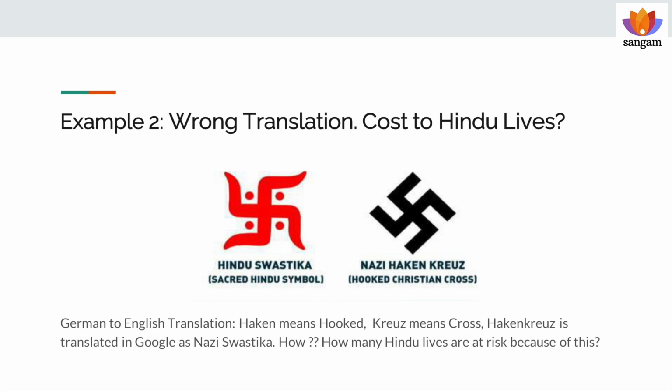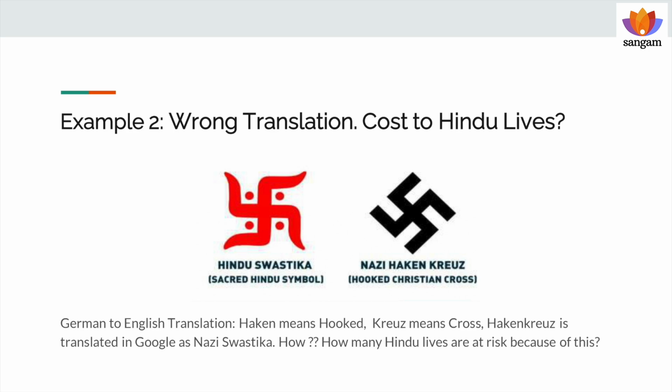The second example is the wrong translation of Hakenkreuz, the Nazi symbol. Now, if you open Google and look up the German to English translation, you type Haken, which will be translated from the German word Haken as hooked. You type Kreuz in German, and it will be translated as cross in English. But when you combine these two words, Hakenkreuz, Google will translate it as swastika or Nazi swastika.